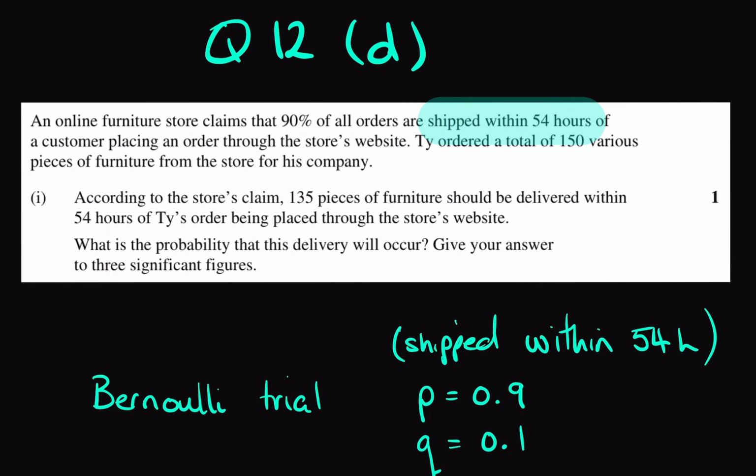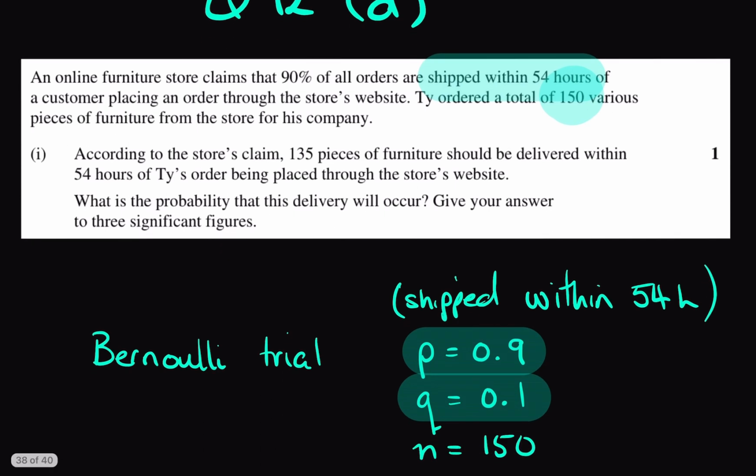We know the probability of a success, where a success is that it is shipped within the given time frame. That probability is 0.9, so the probability of failure is 0.1. In this particular question, we have 150 items that are being shipped. So we've got 150 repetitions of this Bernoulli trial. So our value for n is going to be 150.